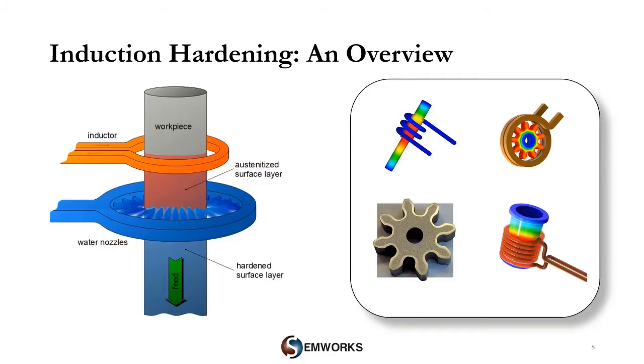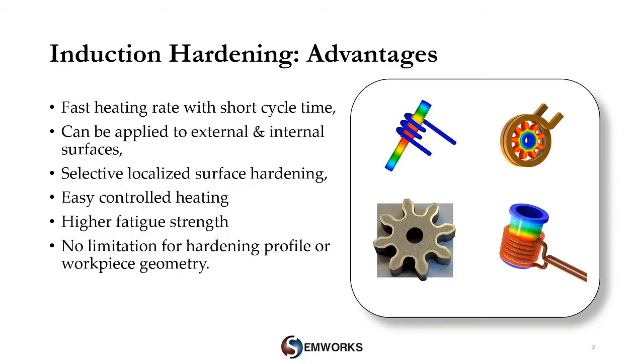There are many types of induction hardening, but they could basically be static or progressive, where we have moving or rotating parts like the inductor or the heated part. This process is characterized by a fast heating rate with a short cycle time. It can be applied to external as well as internal surfaces, and it allows a well-selected localized surface hardening by creating higher residual local stresses without affecting the rest of the part.